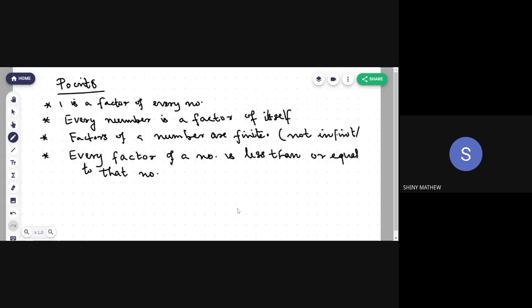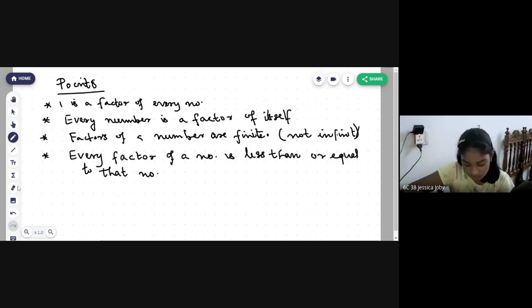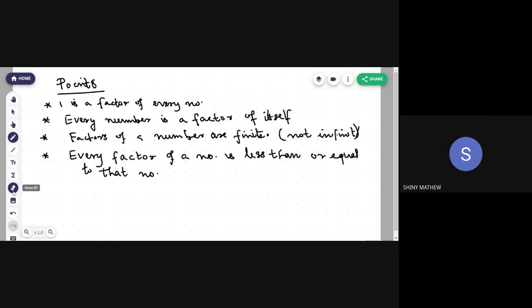ഓക്കെ, എന്ന് പറഞ്ഞാൽ ഒരു നമ്പറിന് എത്ര ഫാക്ടേഴ്സ് ഉണ്ടെന്ന് നമുക്ക് കണ്ടുപിടിക്കാം. ആ നമ്പർ വരെയുള്ള നമ്പേഴ്സേ വരുള്ളൂ. Now it's clear? Yes, miss. Okay. Now we can move to the questions. So write fast. Then below you write: find factors of the following numbers.